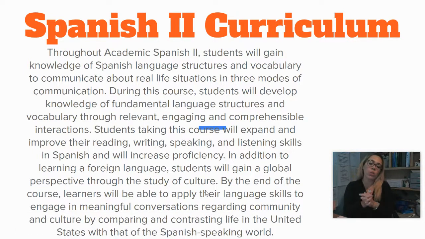By the end of this course, learners will be able to apply their language skills to engage in meaningful conversations regarding the community and culture by comparing and contrasting life in the United States with that of the Spanish-speaking world.